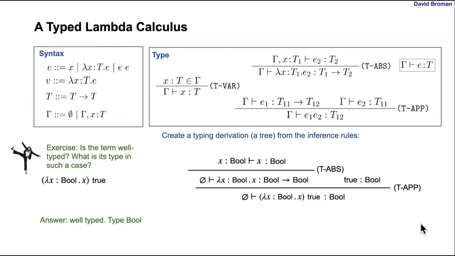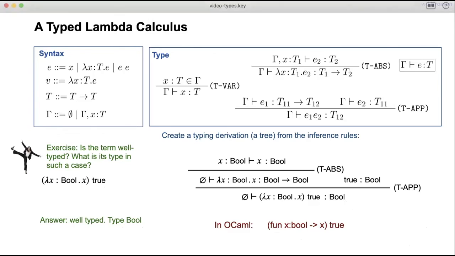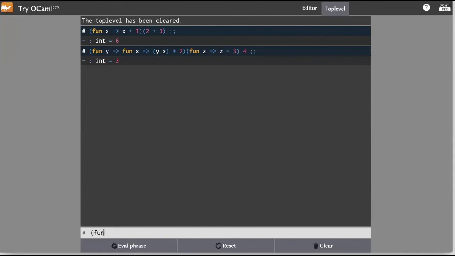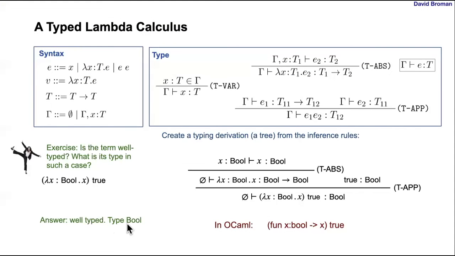So to make it concrete, in OCaml, we will write like this, fun x colon bool. So we have lowercase letters here in OCaml, arrow x, and then the true. And let's try to type that in. Write fun x bool, arrow x, and true. And we see here that we evaluate this, and also as the response here, you can always see which is the type of the whole term, and it says that it is bool, which is also the same conclusion as we had here when we did the manual type derivation.